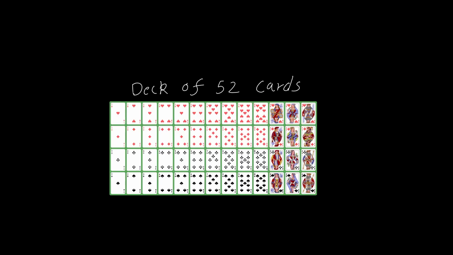To solidify our understanding of set operations, let's consider another example. Let's say we have a deck of 52 cards. In this case, our sample space contains 52 elements because there are 52 cards. Now let's consider the below events from this sample space.